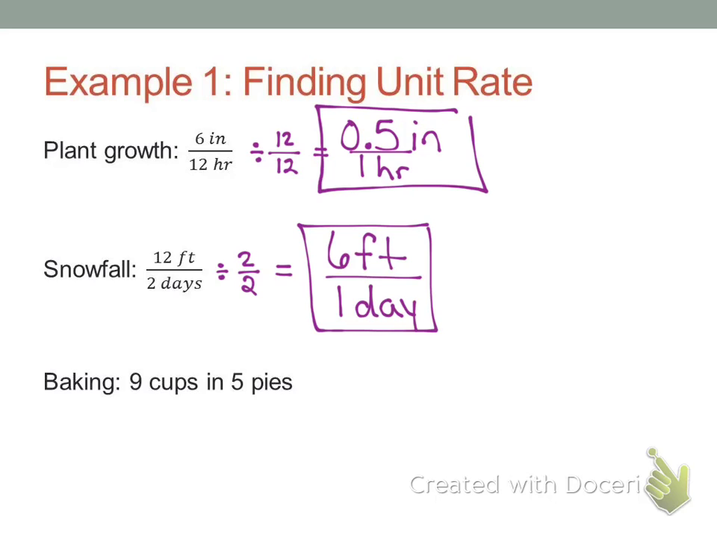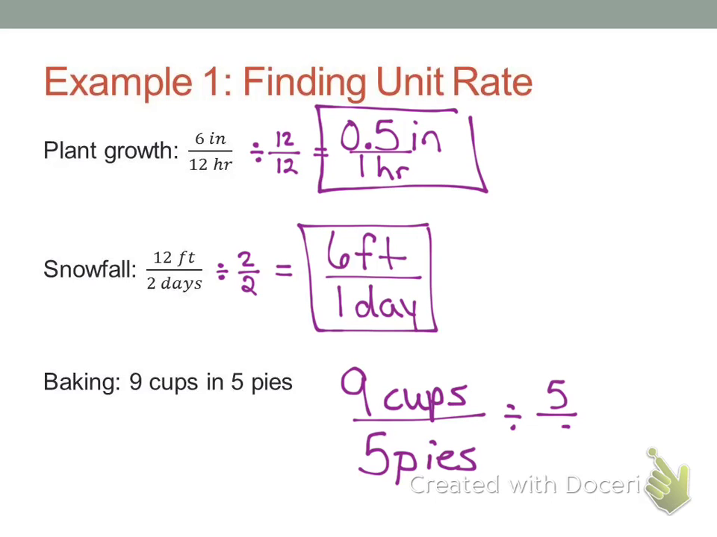How do I write 9 cups and 5 pies as a ratio? With the label. Very good. 9 cups over 5 pies. If you say 9 over 5, you're not going to get points. You have to label unit rate. Now, what do I divide by? I divide top and bottom by 5.